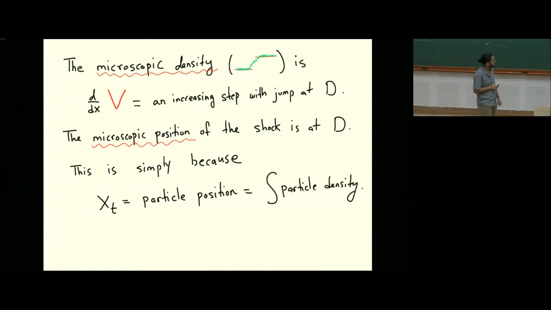If you want to understand the limit of this tiny particle, the green density here, in this limit, after you have gotten to the level of the shock process, it's the derivative of the V, which is just an increasing step, which jumps randomly at this D.